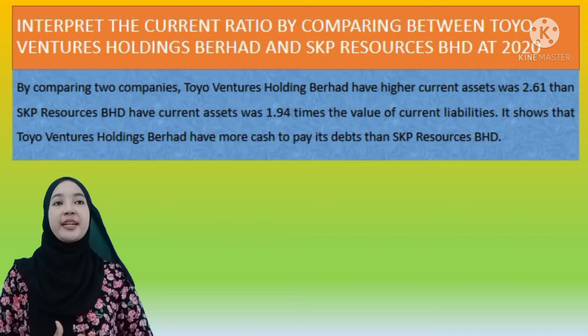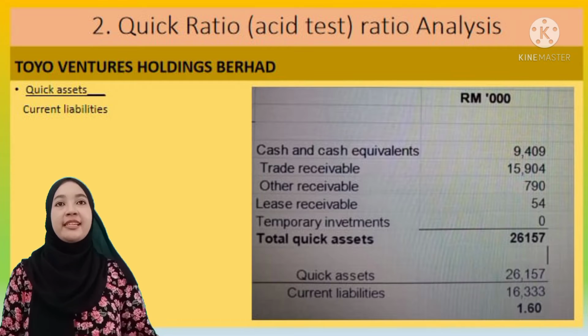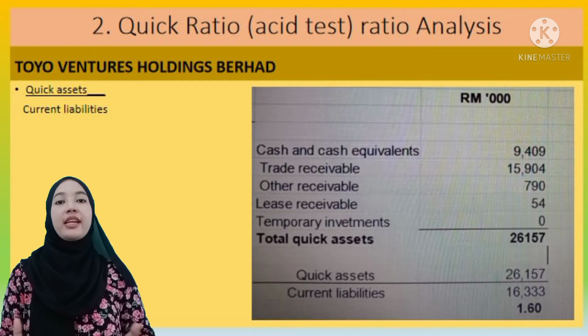Toyo Ventures Holding Berhad have higher current ratio, 2.61, than SKP Resources Berhad. It shows that Toyo Ventures Holding Berhad have more cash to pay its debts. Second, quick ratio or acid test ratio analysis. The formula is quick assets divided by current liabilities.